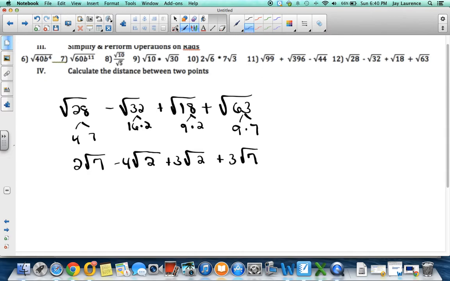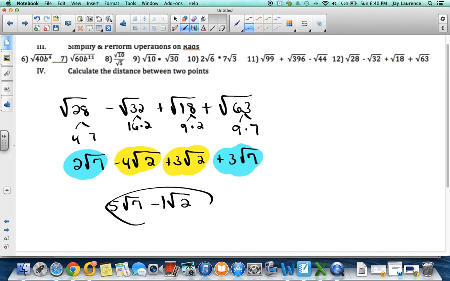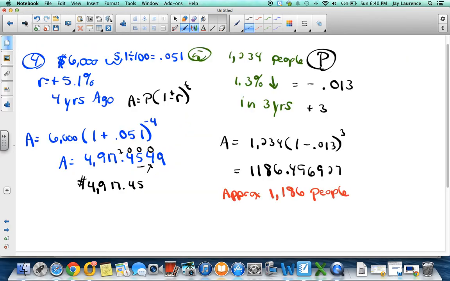All right. Let me see, where is my highlighter? Okay, so I've got negative 4 rad 2 and a positive 3 rad 2 right there. And over here I have a 2 rad 7 and a positive 3 rad 7. So let's see. The rad 7s will come out to be 5 rad 7s. And the rad 2s will be minus rad 2. Could put the 1 there, but it's really unnecessary.